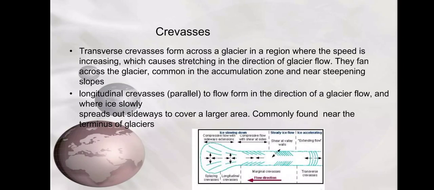For the crevasses, we have to know transverse and longitudinal crevasses. Transverse crevasses form across a glacier in a region where the speed is increasing, which causes stretching in the direction of glacier flow. They fan across the glacier, common in the accumulation zone and near steepening slopes. Longitudinal crevasses are parallel to flow, forming in the direction of glacier flow where ice slowly spreads out sideways to cover a larger area, commonly found near the terminus of a glacier.